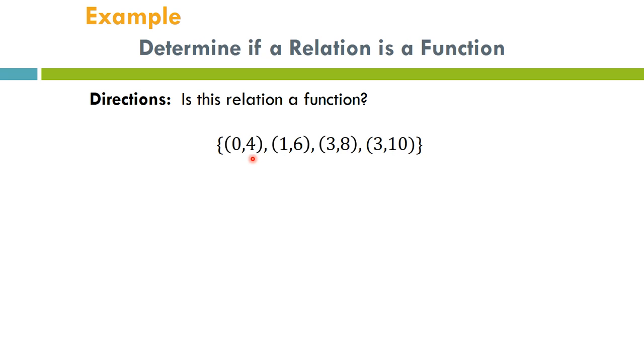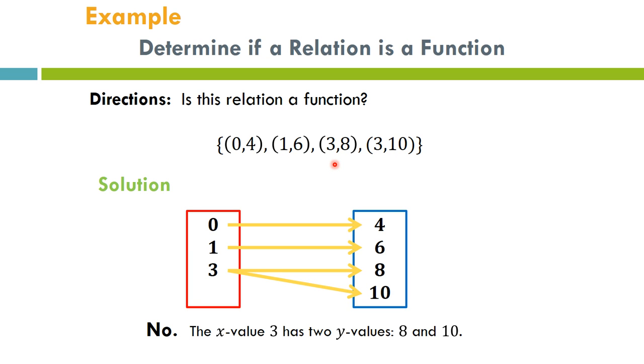All right, let's take a look at another one. This time we have (0, 4), (1, 6), (3, 8), and (3, 10). Does this represent a function? If you said no, you are correct. It is not a function. The reason why is because 3 cheated. 3 is in the x position, and it is paired with the y value 8 and also with the y value 10. So it is not a function. I hope you guys got the hang of this.